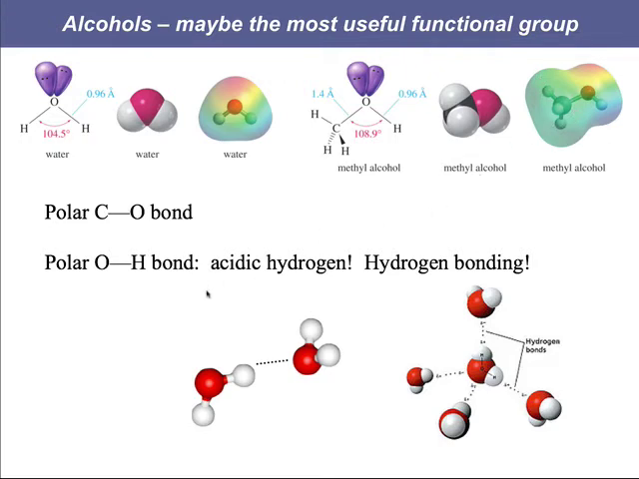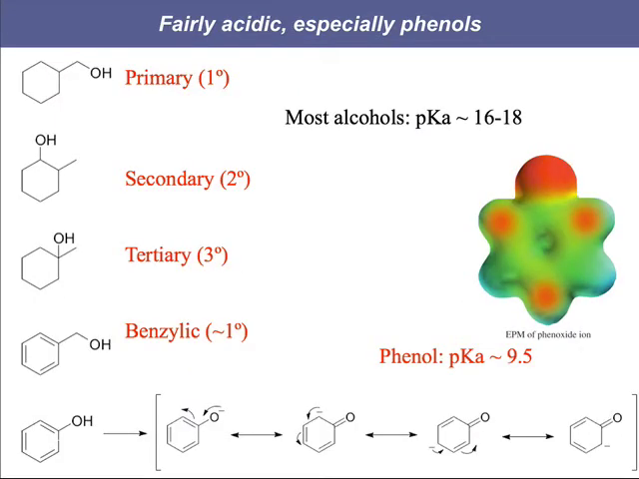Because of that, alcohols can participate in hydrogen bonding. That causes their physical properties to be quite a bit different than a lot of the organic structures that we've seen so far. Because of the hydrogen bonding, they tend to have higher boiling points, higher melting points. They tend to be more water soluble, things like that. Alcohols are relatively acidic. Most alcohols have a pKa of about 16 to 18.